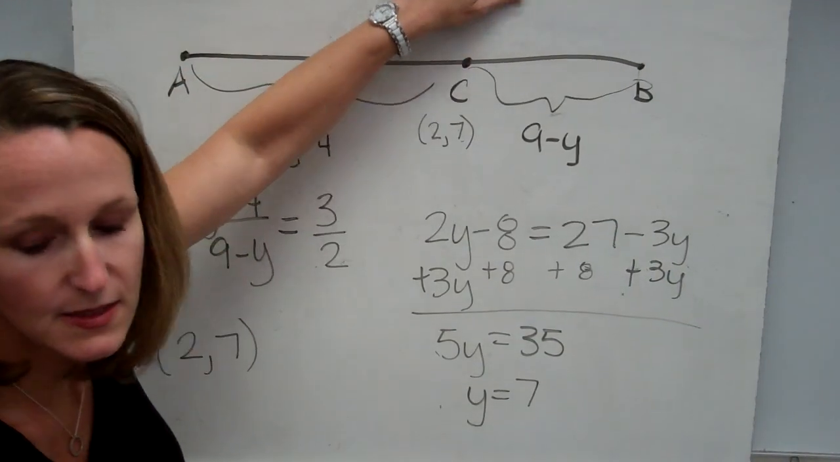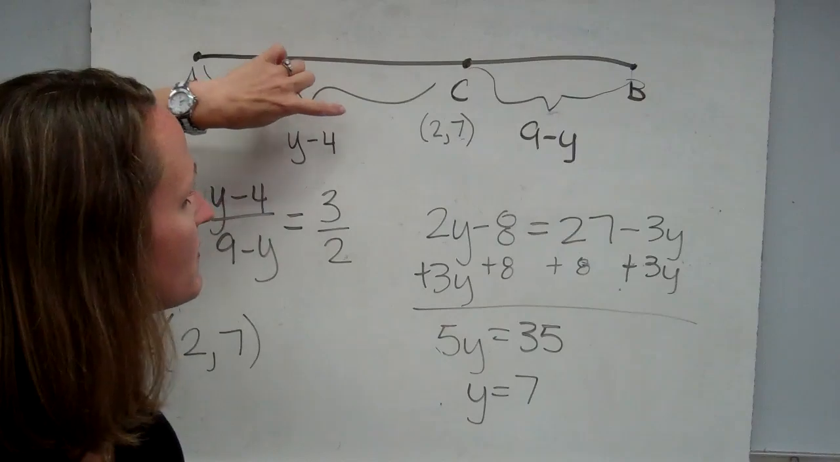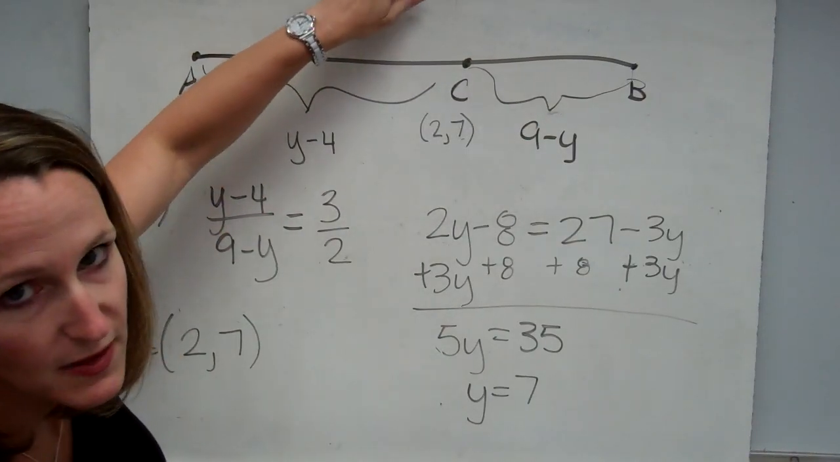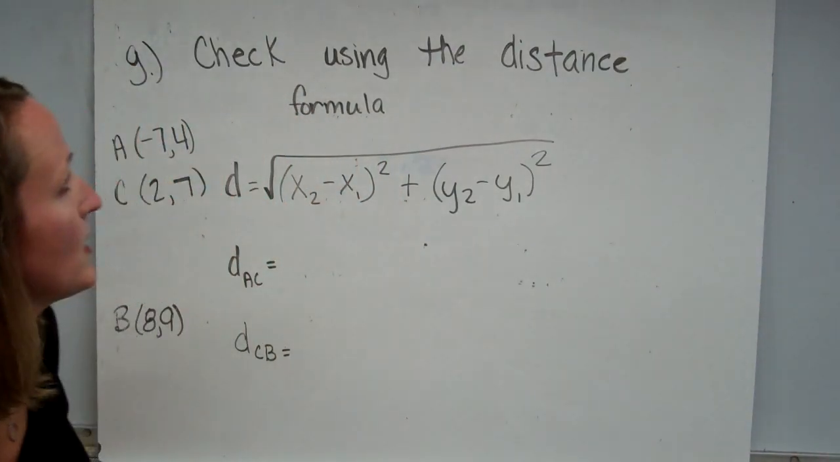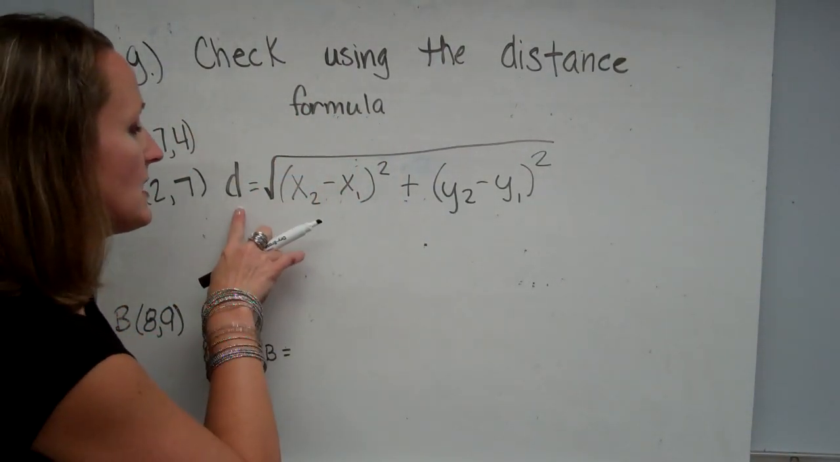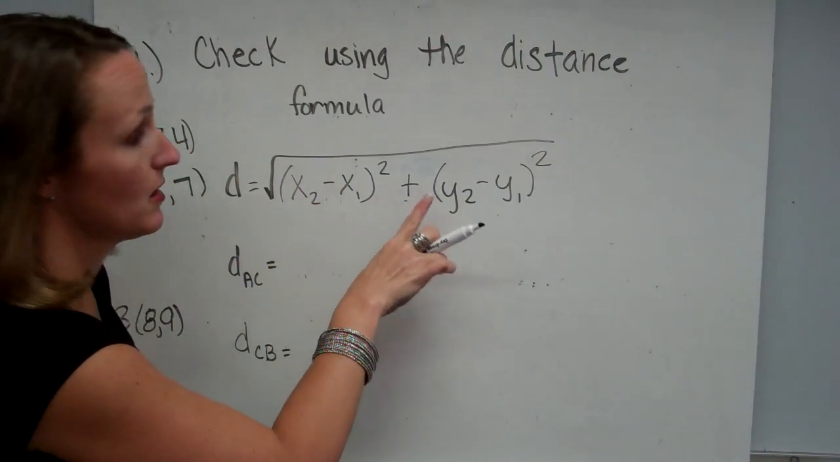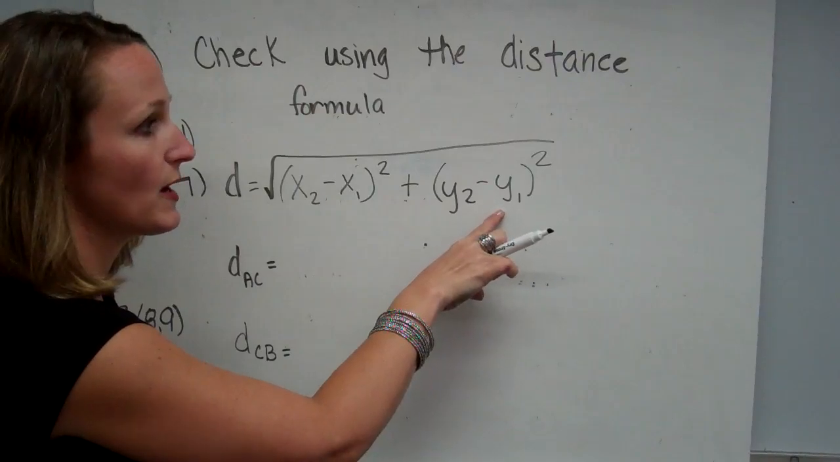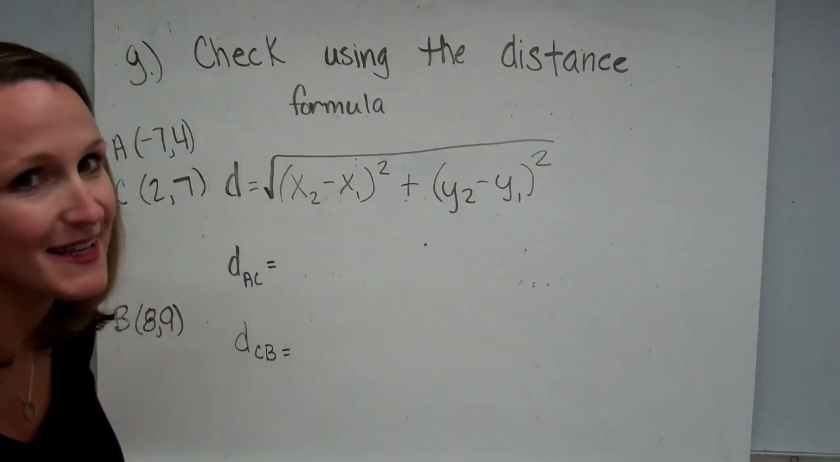Okay, we have one step left. Have we proved that this is a ratio of 3 to 2? How can we do that? We're going to use the distance formula. Do it twice. So hopefully you remember that the distance formula is listed as the square root of (x2 minus x1) squared plus (y2 minus y1) squared. Distance formula is something you should have learned in your algebra class last year.